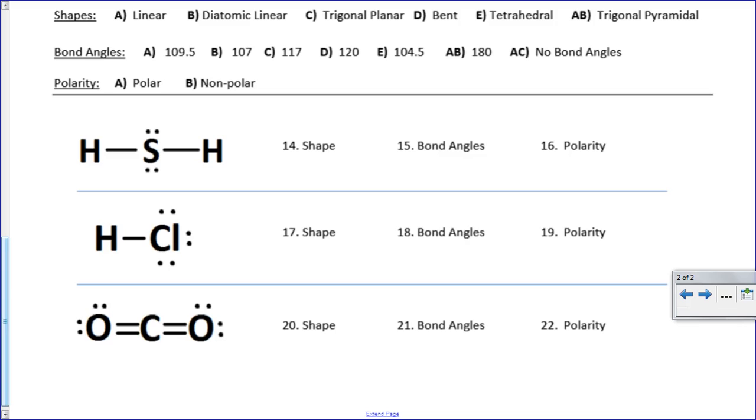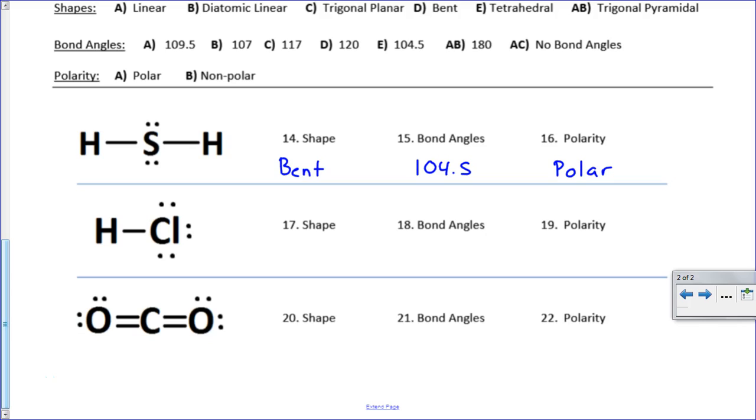If you look at your chart and you see 4 domains, 2 of them bonding domains and 2 of them electron pairs, you should get that the shape is bent. The bond angles for this particular bent are 104.5 degrees. And the polarity: all bents and trigonal pyramidals are polar automatically. Bents and trigonal pyramidals are polar.